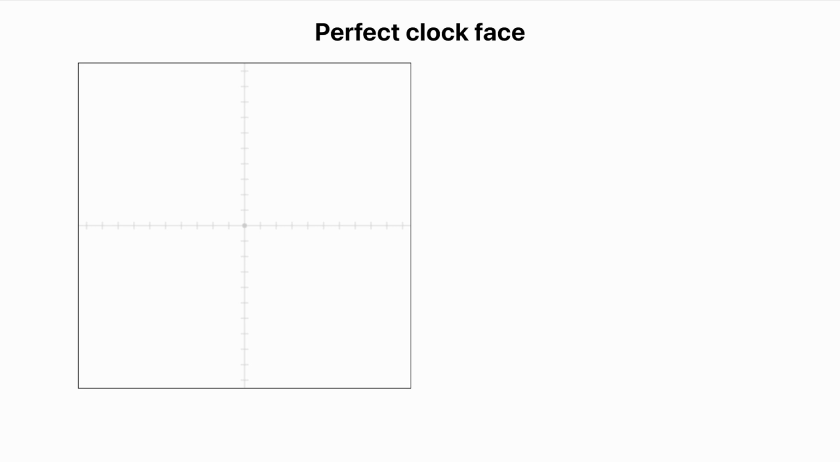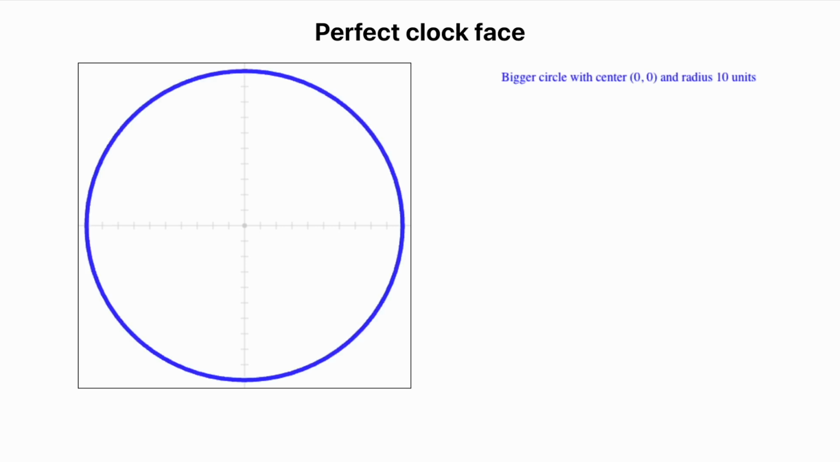First, we fix the origin at the center of the box. Then we can draw two perpendicular lines passing through the origin. The horizontal line is called x-axis and vertical line is called y-axis. We can draw a circle with origin as center and 10 units as radius that represents the clock. Now, we can draw a smaller circle with radius 0.5 units at the center of the bigger circle about which the clock hands will rotate.